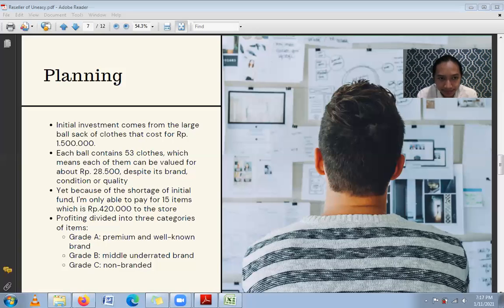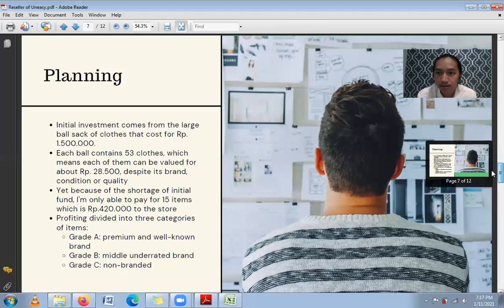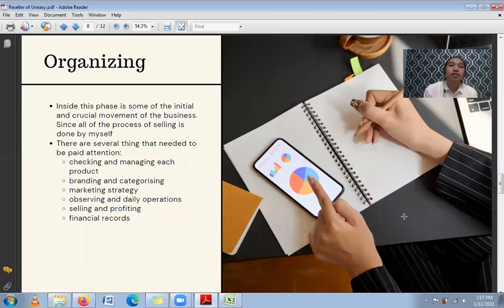Then next up, we're going to move forward to my organizing, another function of the management itself. The second phase is to find a way where I need to manage myself.